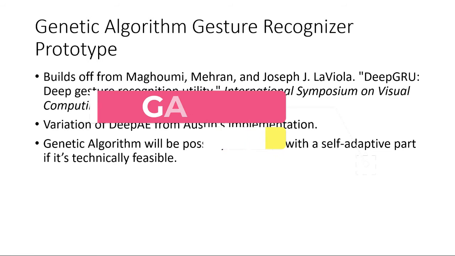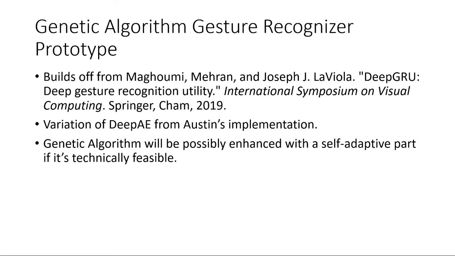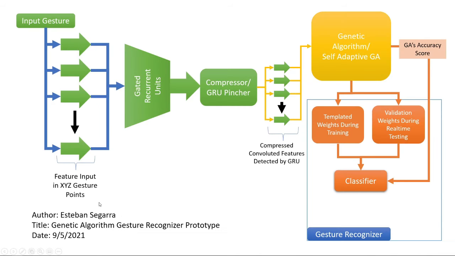Hello, my name is Esteban Segarra. Today I shall be presenting my contribution to the project pitch, which is the genetic algorithm gesture recognizer. This is building off Dr. LaViola's DeepGRU, Deep Gesture Recognition Utility, and it's a little bit of a variation from Austin's implementation of that paper.